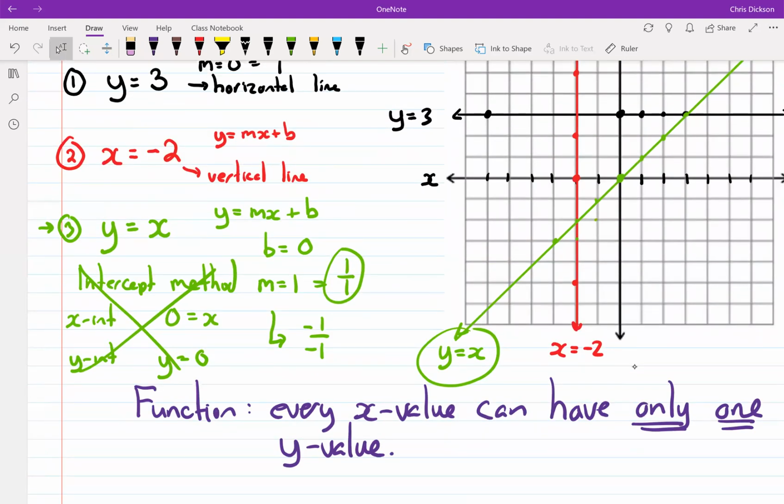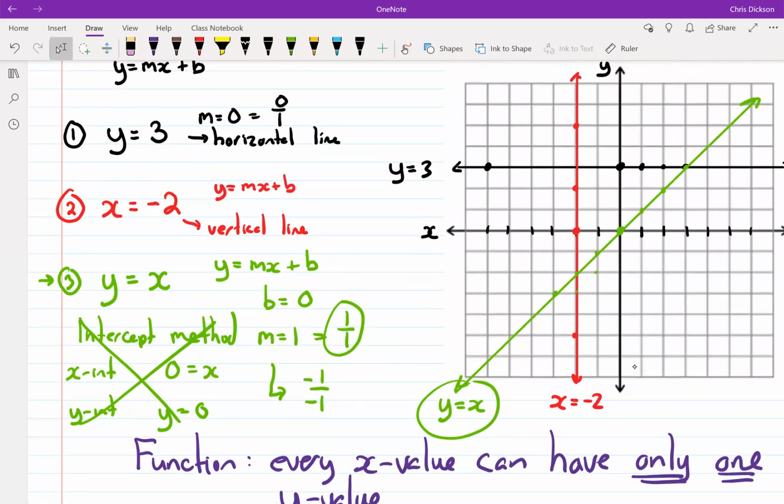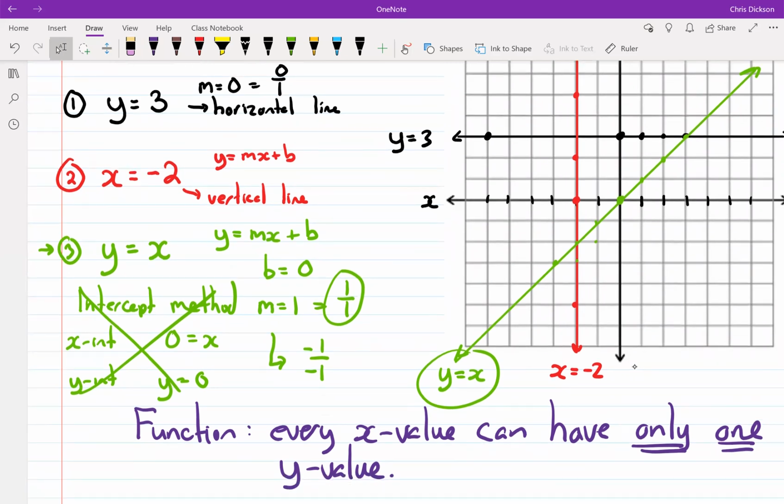Once again, as you go deeper into math, this makes more sense, why we're saying this. And I want you to think of those three pictures, and there's one of them that does not have that property, that every x value has only one y value. So basically, one of these three is not a function. So can you guess which one that would be?